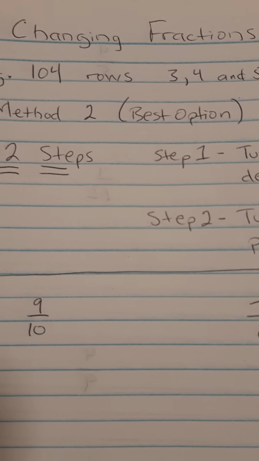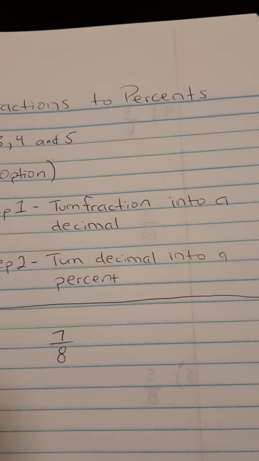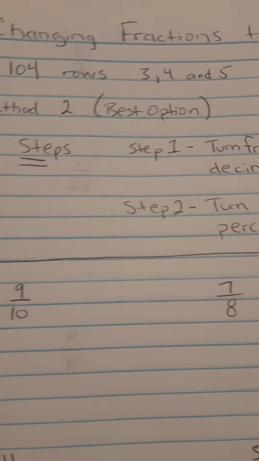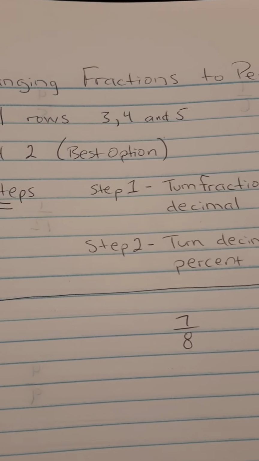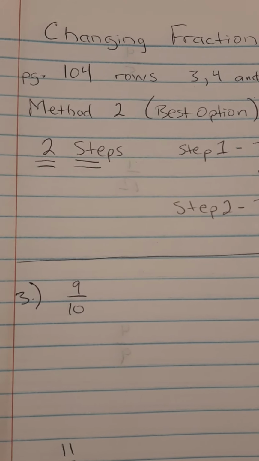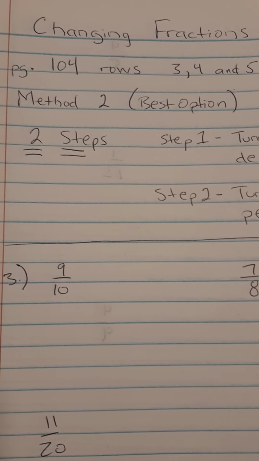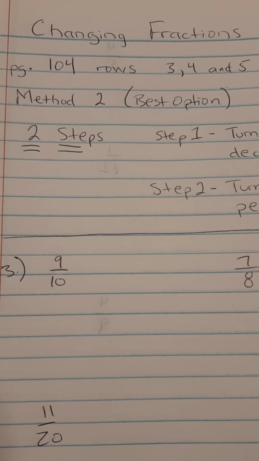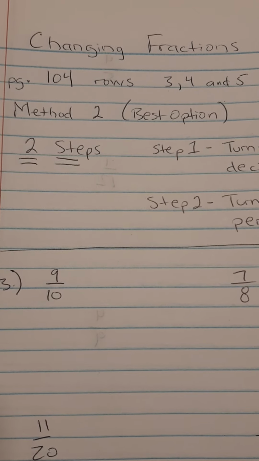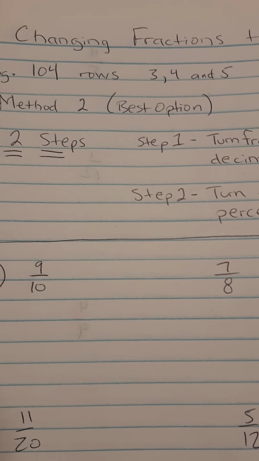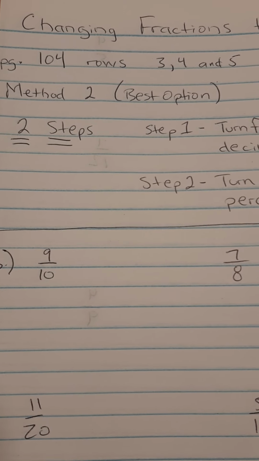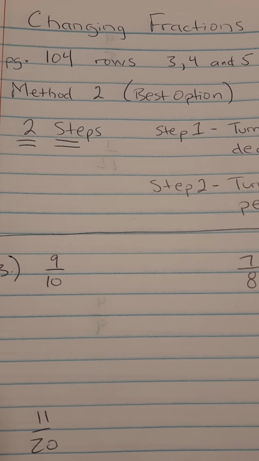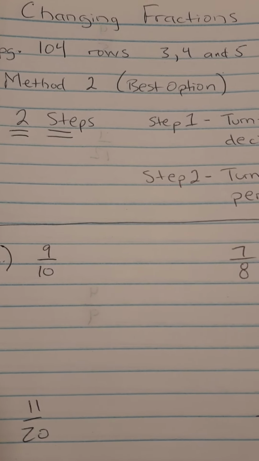All right. So what we're doing now is changing fractions to percents. And this is going to be on page 104, rows 3, 4, and 5. I'm going to work through all of these with you all. The method I'm going to use is method 2. Method 2 is your best option. Method 2 is always going to work 100% of the time. So there isn't going to be any guesswork as to what do you do with the problem? Will the problem go into 100% evenly? None of that. Method 2 is always going to work every single time.